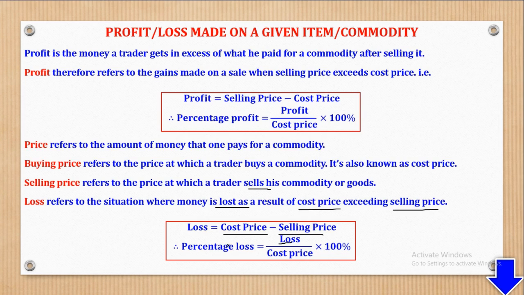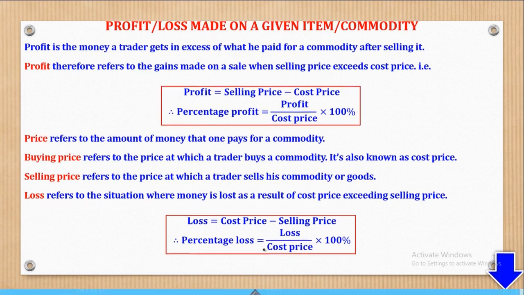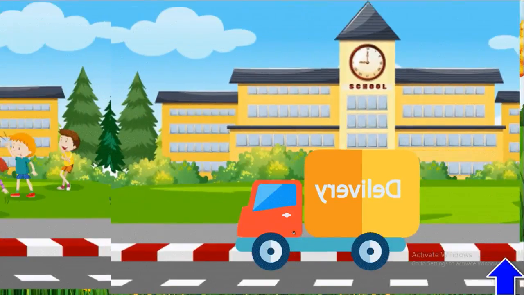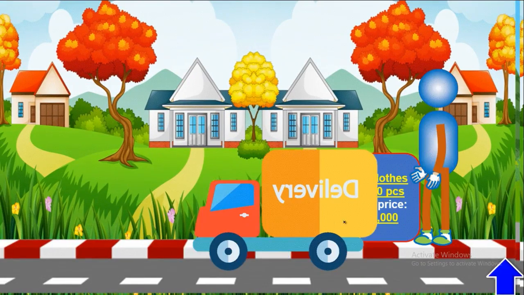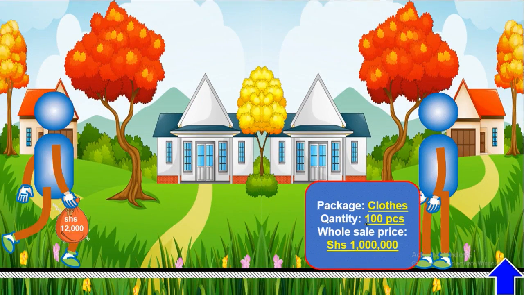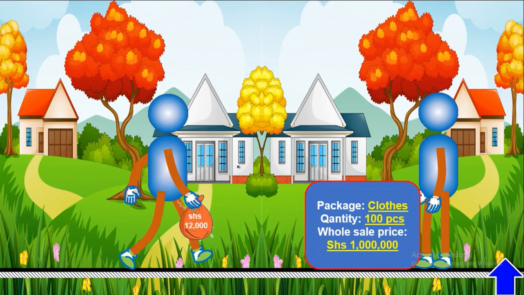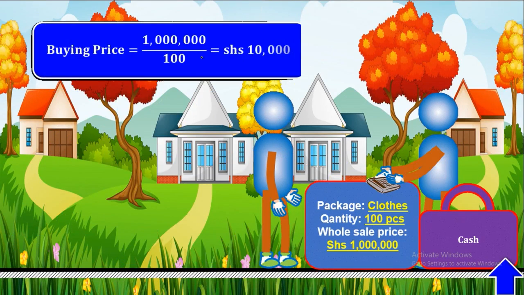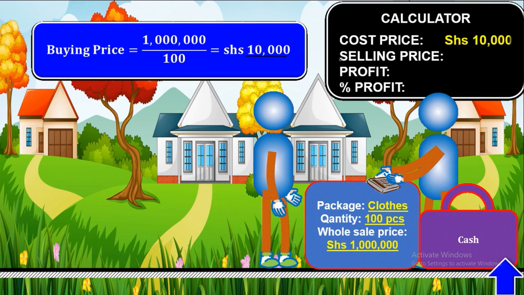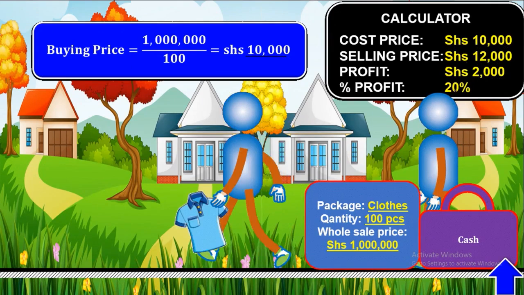So now that we know all those terms, you can rewatch the video again so that you can easily follow. So this is the trader, he buys goods and the cost price is now 1 million over 100, which is 10,000 as he calculated. Now this one comes with 12,000 and buys it, meaning the buying price is 10,000 and there will be a profit. So this is the buying price, selling price, therefore there will be a profit and a percentage profit.